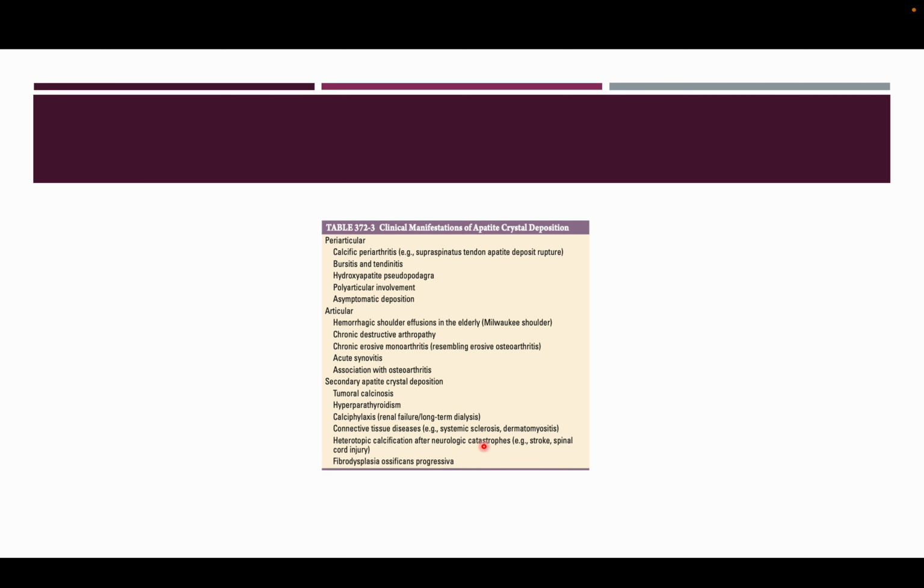This is regarding calcium pyrophosphate crystal deposition, which can be due to trauma, hyperparathyroidism, or calciphylaxis, that is renal failure, long-term dialysis, or some CTDs, or some stroke. There is heterotopic calcification after a neurological catastrophe, where due to decreased mobility there is decreased movement, and diffuse atrophy of that joint. Because of diffuse atrophy, there is metastatic or dystrophic calcification in that place. So these are all the causes in the case of calcium crystals.